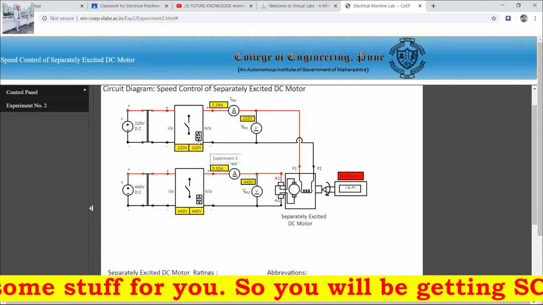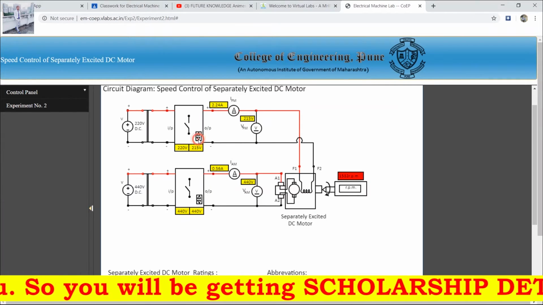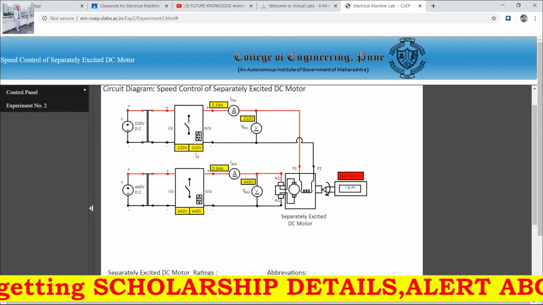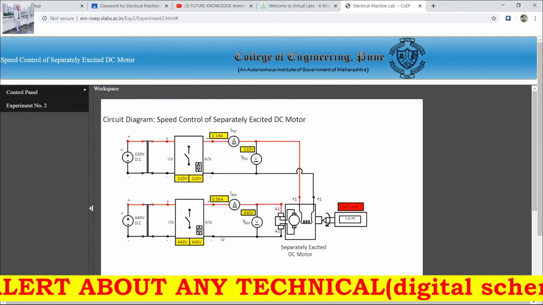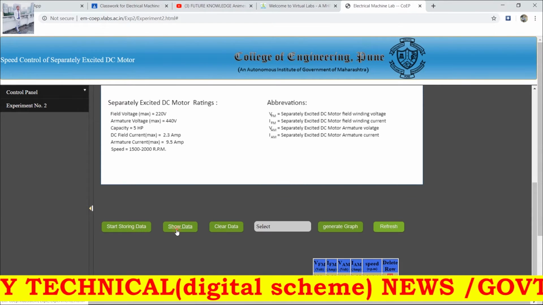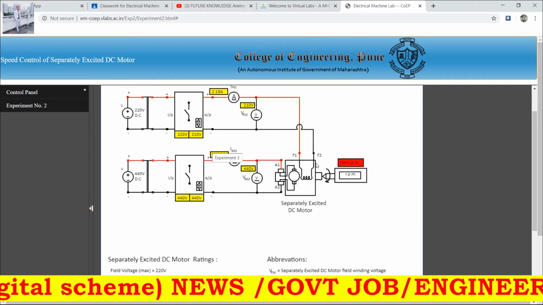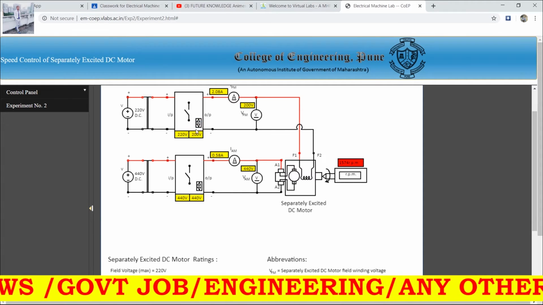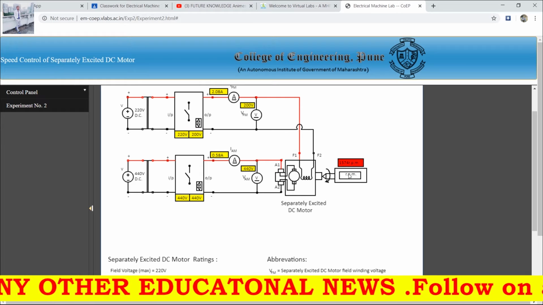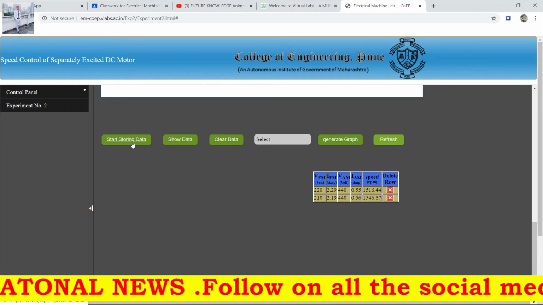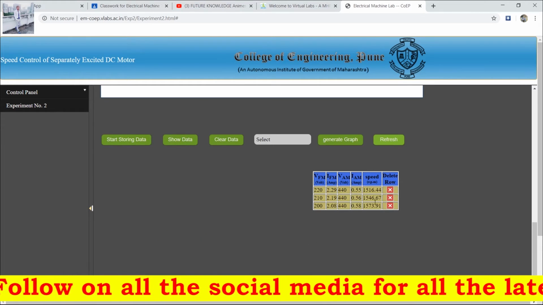Next we set the field terminal voltage to 210 volt, but we keep the armature terminal voltage constant. Next we store the data. Next I will decrease the voltage of the field terminal. When we decrease the voltage of the field terminal, the RPM will increase. You can see. Now I will store the data. So now you can see the data.